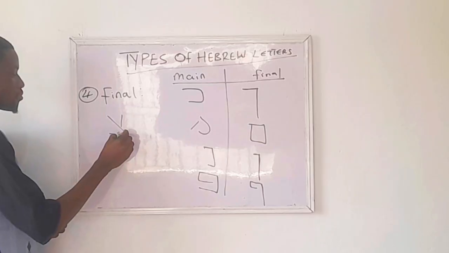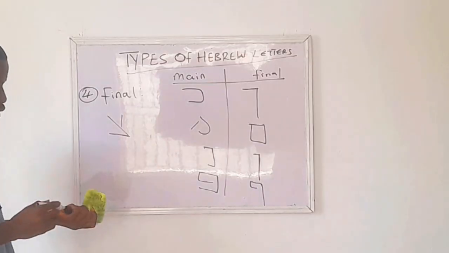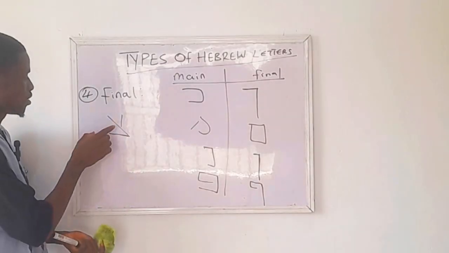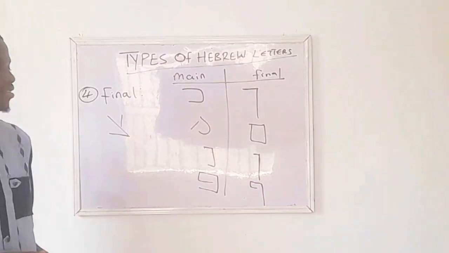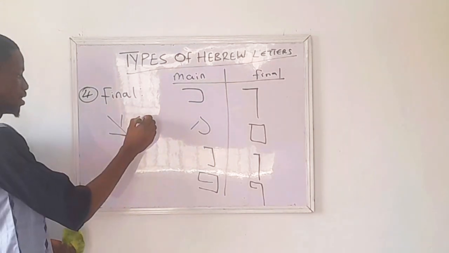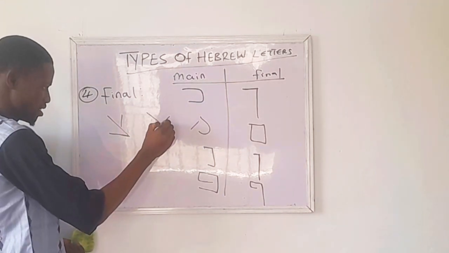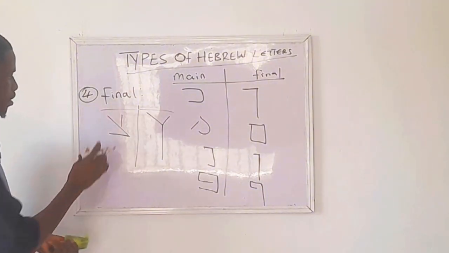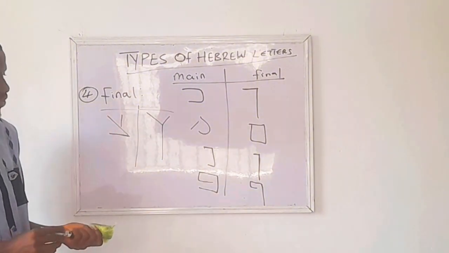Sad. For example, we want to write the word Sadiq, the word for righteousness. This is the letter that starts it. Sad. But at the end, it is written like this. If it comes at the end, it is written like a Y in English. Sad, sad. The final form of sad.